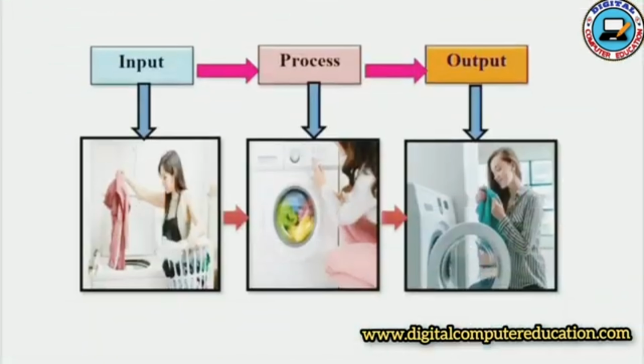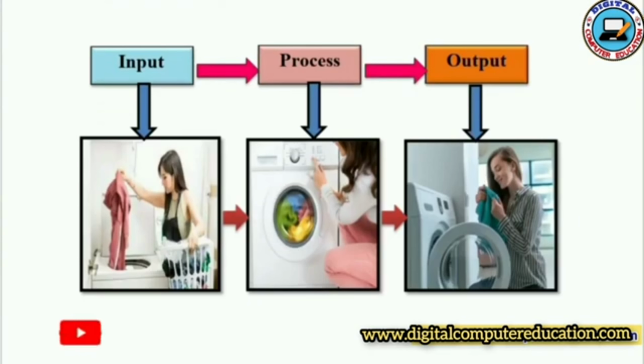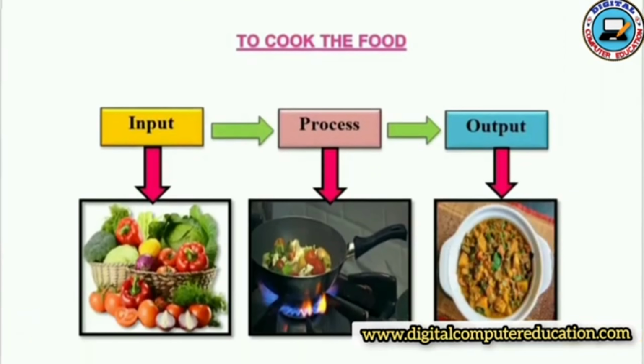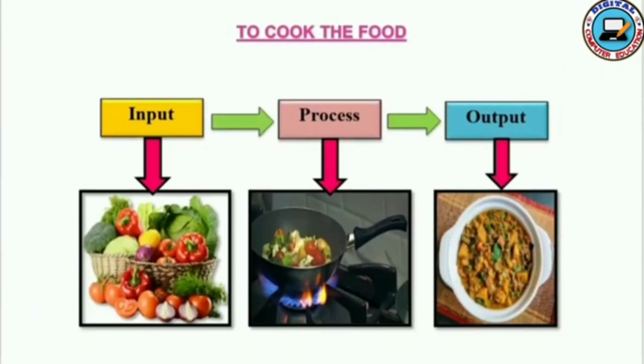First, look at these pictures. They also show the steps of input, process and output. Input: putting the dirty clothes into the washing machine. Then process: the washing machine washes the dirty clothes. Then output: we get washed clean clothes from the washing machine. Another example is cooking food. We take raw vegetables as input. Now cooking the food is processing and cooked food is the output.